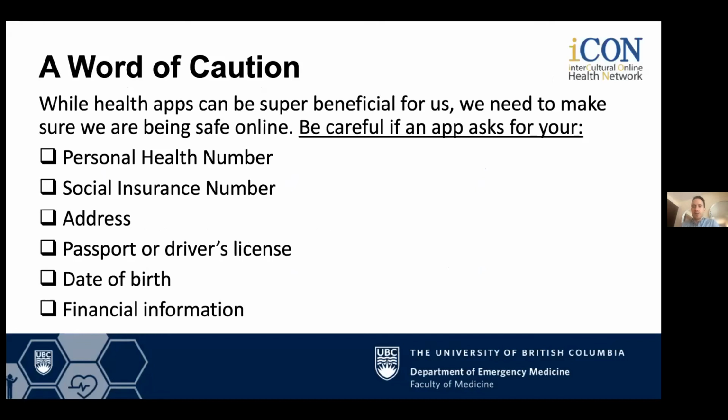So this is just a quick word of caution, a few red flags, if you will, for things to watch out for when downloading an app. So always be careful if an app asks for your personal health number. That essentially should never happen unless it's a BC government app. You may use the My eHealth and different things like that. That's a reasonable one to put in your personal health number for, but anything else, they shouldn't ask for that. Same with social insurance number. I can't imagine a situation in which an app would need that information, aside from maybe a government app, but even then, I think that'd be unlikely.